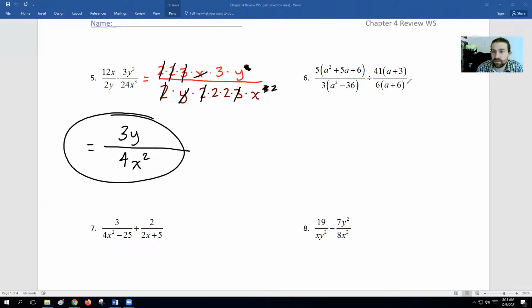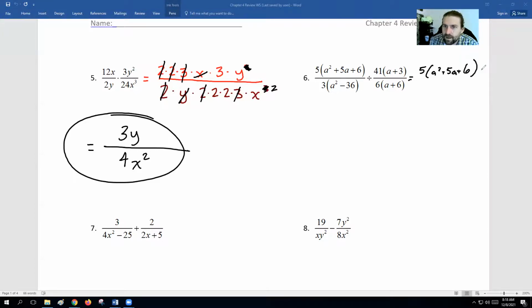All right. When we divide, we flip the fraction. So let's go through and write this out here. We're going to take our 5 times our a squared plus 5a plus 6, over 3 times a squared minus 36. And we're going to times it by 6 over a plus 6. We're flipping the fraction on the right side. And then 41 over a plus 3.